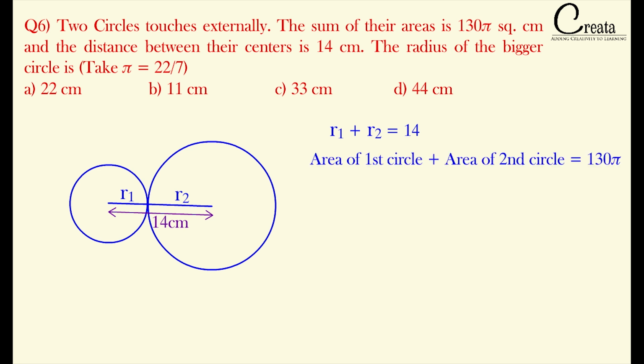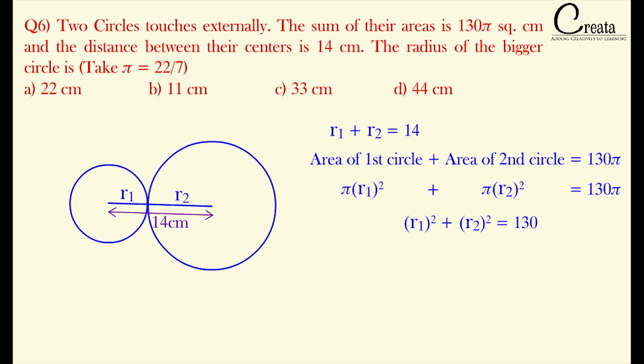And we know the formula of the area of a circle as pi r square. So, can we say the area of our first circle as pi r1 square? Here the radius we have assumed as r1. And for the second circle, we have assumed the radius as r2. So, we got the area of the second circle as pi r2 square. So, we got pi r1 square plus pi r2 square is equal to 130 pi. On solving, we got r1 square plus r2 square is equal to 130.